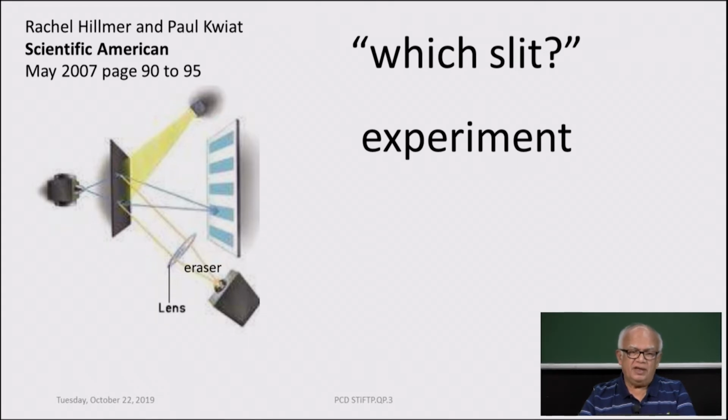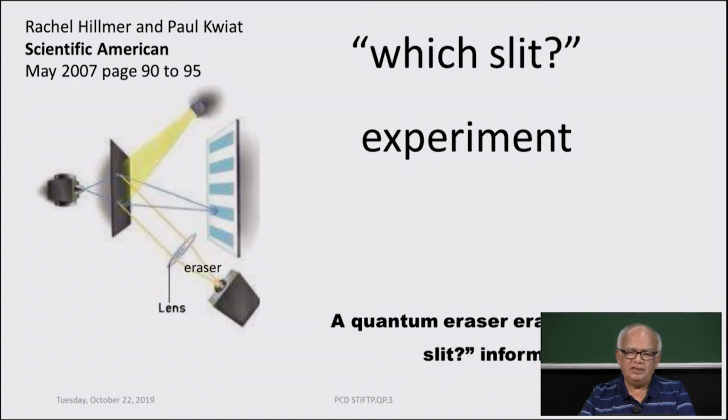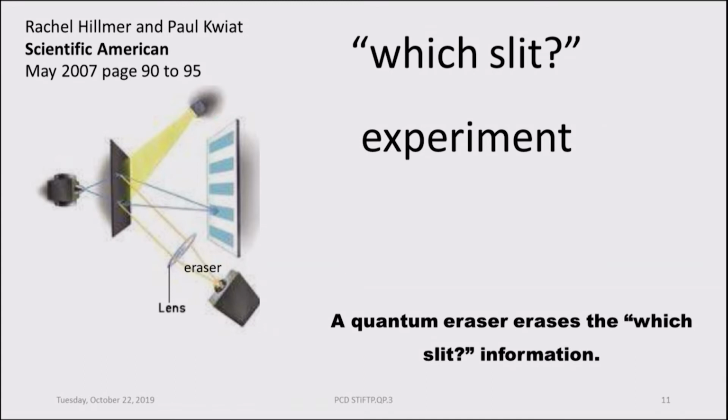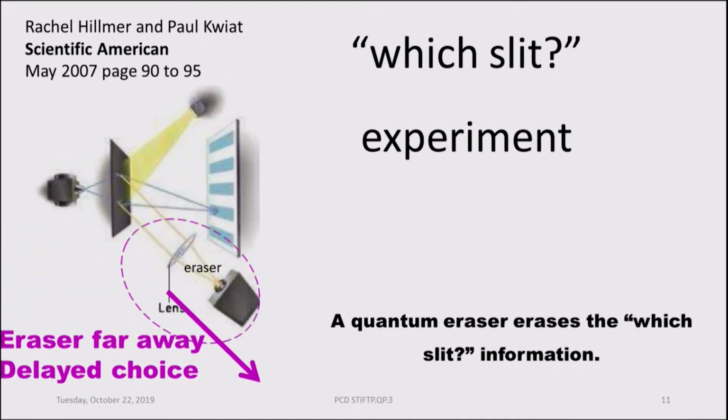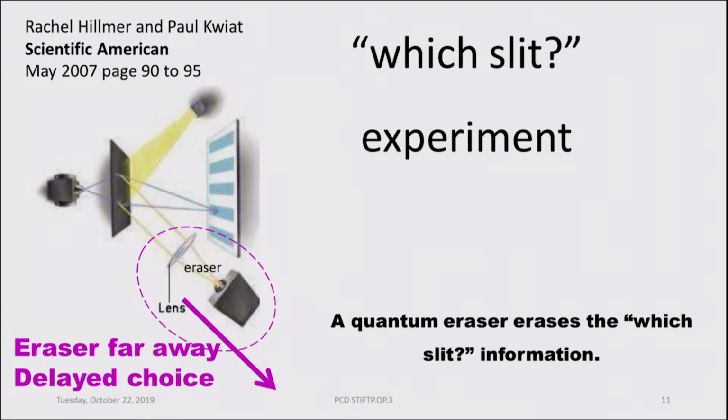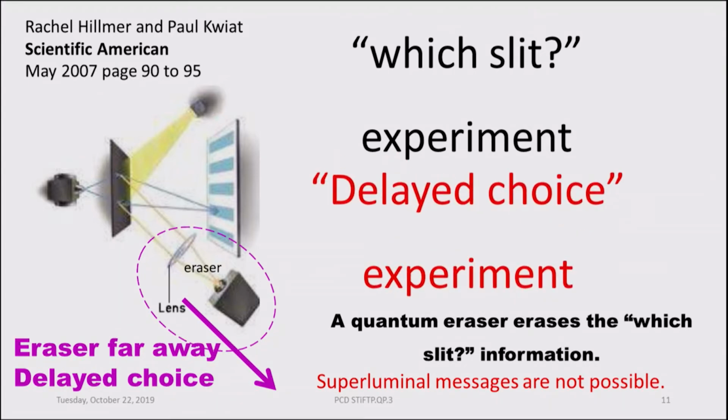So, here is a nice paper which I would like to recommend on the slit experiment. And what the quantum eraser does is it erases this information, even if it is a delayed choice kept far away from the apparatus. You have to deal with this mind-boggling situation knowing that superluminal messages are not possible, but somehow the quantum eraser erases this information and the interference fringes are restored.